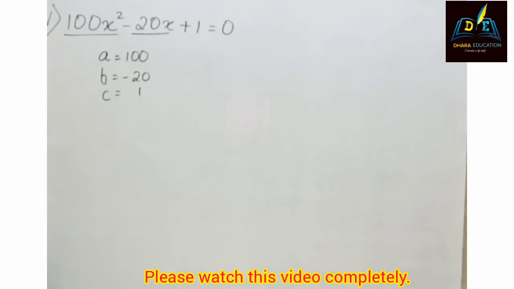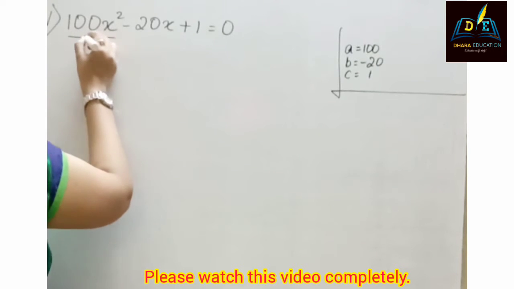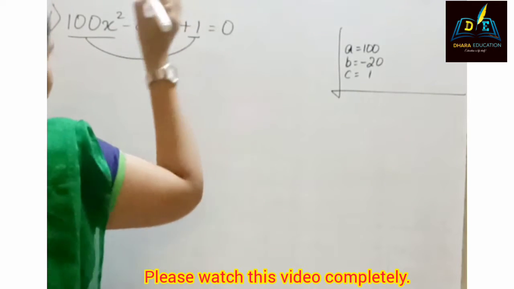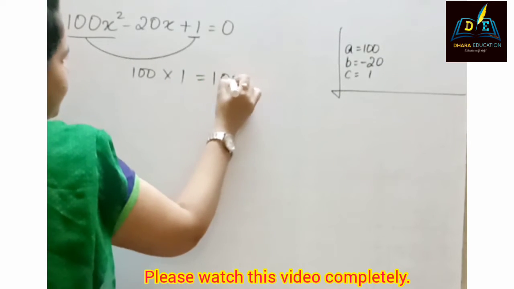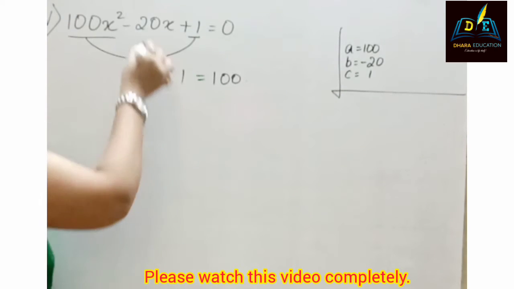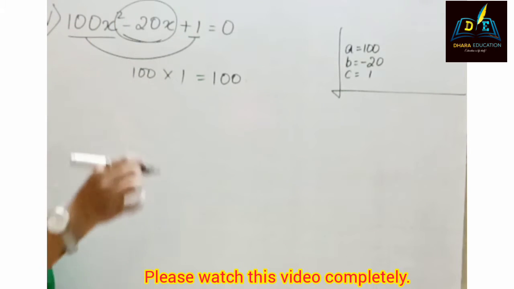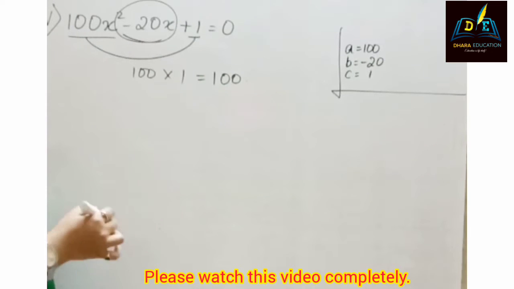So let's start. Now students, the next step that we usually do is the first term will be multiplied with the third term. So 100 multiplied by 1 gives you 100. But in such factors we need to use numbers so that the middle term will be fulfilled. We are going to see the possibilities.